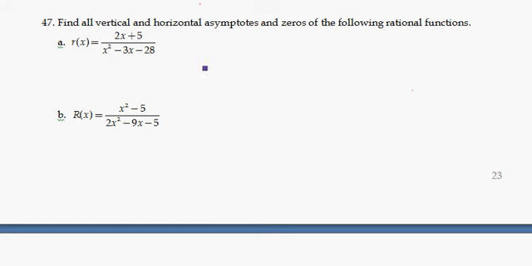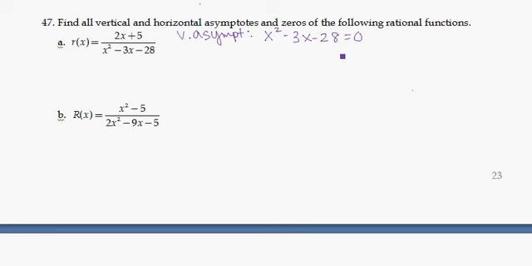Okay, so we're going to find vertical and horizontal asymptotes and zeros for the following rational functions using the rules from the last video. So first things first, let's start with vertical asymptotes. To find vertical asymptotes, we're looking for where the denominator is equal to 0. So we're going to set x squared minus 3x plus 28 equal to 0 and solve.